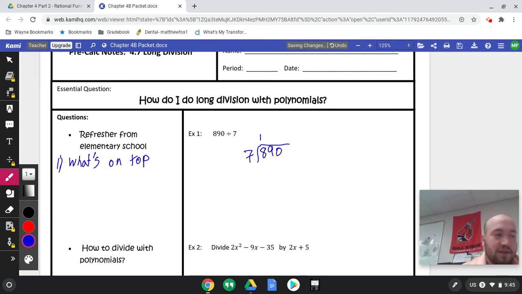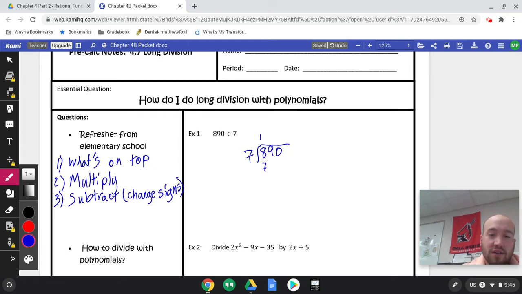If I do 1, then step 2, I'm going to multiply. So the reason I chose 1 is because 7 goes into 8 one time. 1 times 7 is 7. And then step 3, we will subtract. And keep in mind, if it was negative, that means you're going to change your sign. Now, in our case, the 7 was positive, so we're just going to subtract it. 8 minus 7 gives us 1. We drop this 9 down, 19.